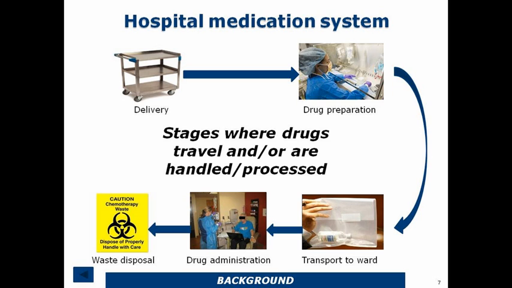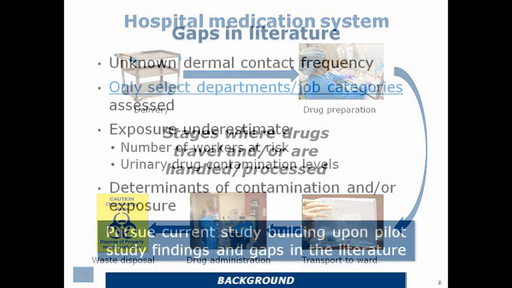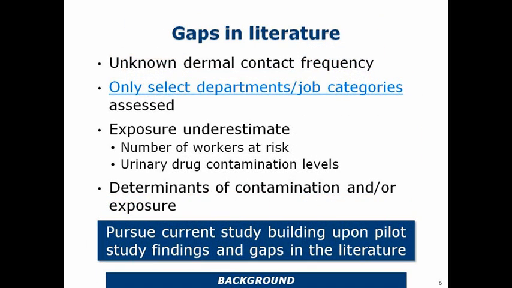Okay. So basically, most of the literature has focused on drug preparation as well as drug administration, and we felt that there were gaps in the areas that were not looked at. There's also, from our perspective, an exposure underestimate. Because they only looked at the drug preparation and drug administration areas, we felt that there were other workers that were not considered as part of the at-risk profile, and so the number of people at risk is actually an underestimate.